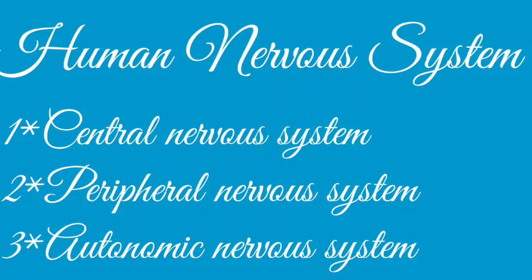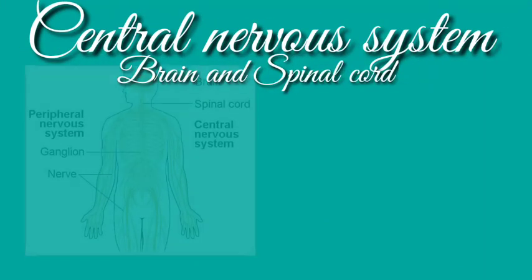First part is the central nervous system, second is the peripheral nervous system, and the third is the autonomic nervous system. Central nervous system is in short called CNS, peripheral nervous system is called PNS, and autonomic nervous system is ANS. So first one is CNS, second is PNS, and third is ANS. We will start with our first part, the central nervous system, or CNS.